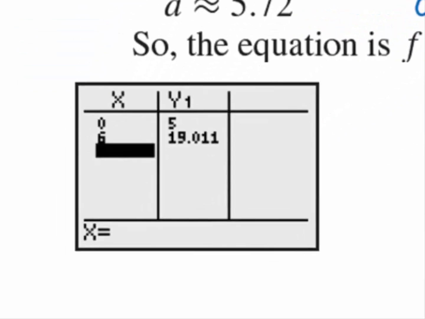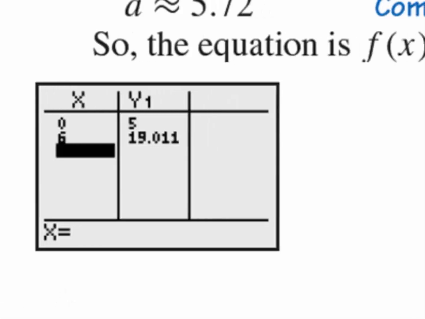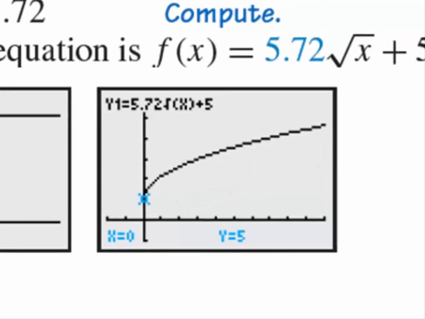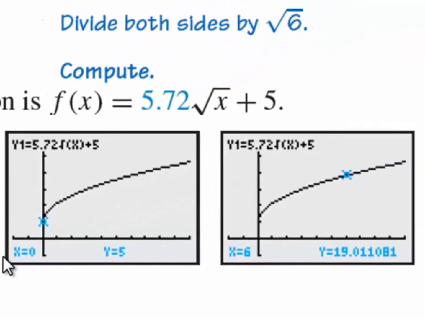We can use the table feature, and we see that when x is 6, y is close to 19, it's 19.01. Now it's not going to be exact because we are rounding to 2 decimal places for the value of a. Here's our graph, and we see 0.5 is on the graph and 6.19 is very close.